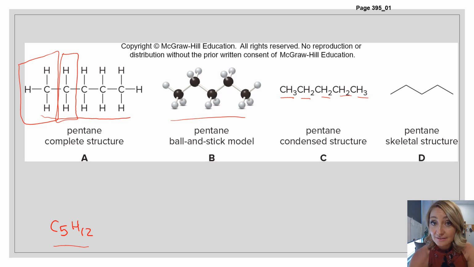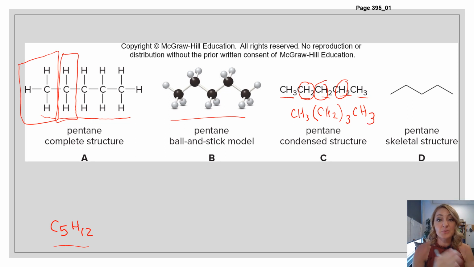We could further condense this, and I don't recommend doing this until later on, but we could say we have CH3 and we have 1, 2, 3 of the same thing. We could say CH2 with a 3 outside of the parentheses, and that means that I have 3 CH2s in a row, but I'm too lazy to write that, and that's okay because chemists are kind of lazy when it comes to writing. As a skeletal structure, remember that there's a carbon at the end and where 2 lines intersect. So there's my 5 carbons, and my hydrogens are assumed to complete the octet.